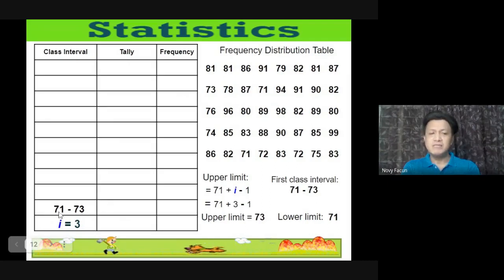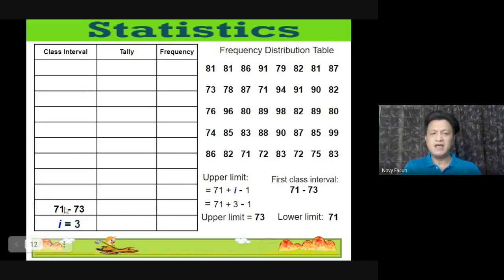And then, paano ko malalaman yung second class interval, third, fourth, and so on and so forth? Ibig sabihin, magpa-plus 3 ka lang kasi yun yung class size natin. Magpa-plus 3 ka dito sa ating lower limit. Okay, take note ha, yung 71 lower limit yan, 73 upper limit. Habang umakyat yung 73, lahat ng numbers po yun, we call that upper limit. Yung 71 naman, habang umakyat yan, we call that lower limit.